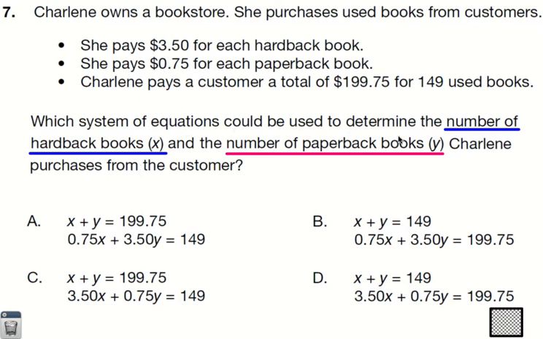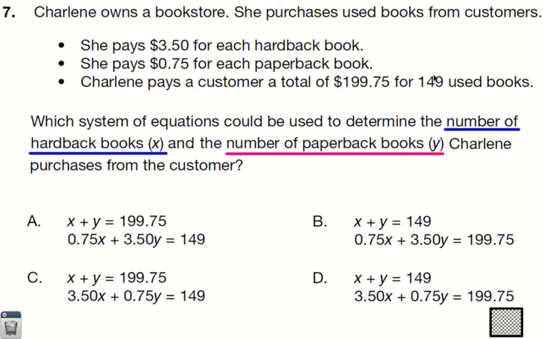Which system of equations? Gosh, again. X has been clearly defined. Please know that X is the number of hardback books. Please know that the Y variable is for the number of paperback books. So which system fits all this info? X is the number of hardback books. Y is the number of paperback books.